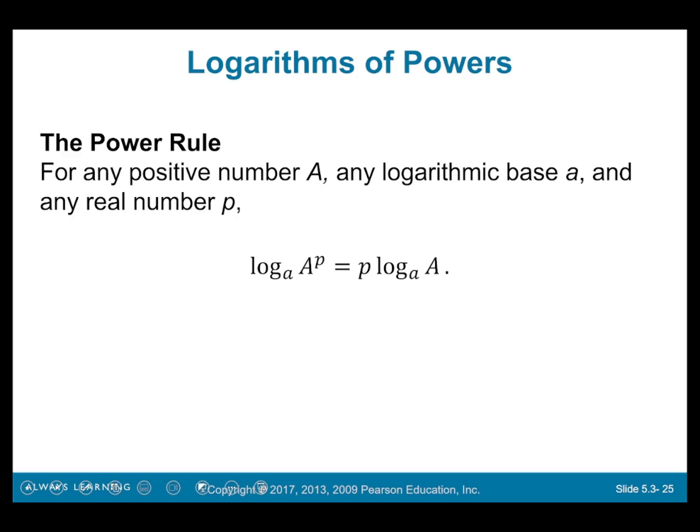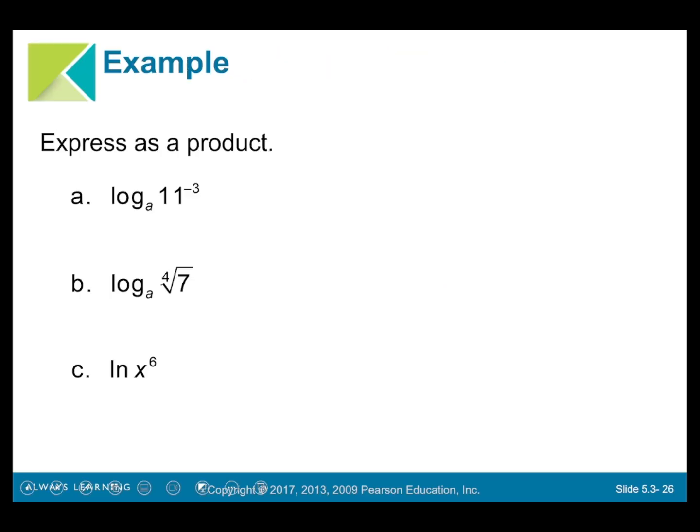Lastly, we have a power rule, where for any positive number a with a base a for our logarithm, and any real number p, we can go from having log of a to the p like this to now p log base a of a. So essentially I can take that exponent off the a and I can move it to the very front. And it's totally okay for me to do that. So let's practice that here. If I have log base a of 11 to the minus 3, well, that's the same thing as minus 3 log a of 11, just like that.